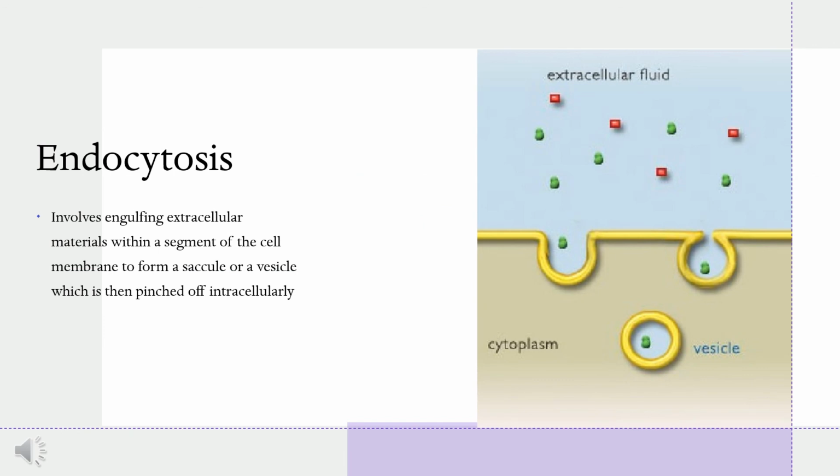Endocytosis involves engulfing extracellular materials within a segment of the cell membrane to form a saccule or a vesicle, which then pinches off intracellularly. The endocytosis pathway can be subdivided into four: receptor-mediated endocytosis, caveolae, pinocytosis, and phagocytosis. But I'm not going to discuss it further.